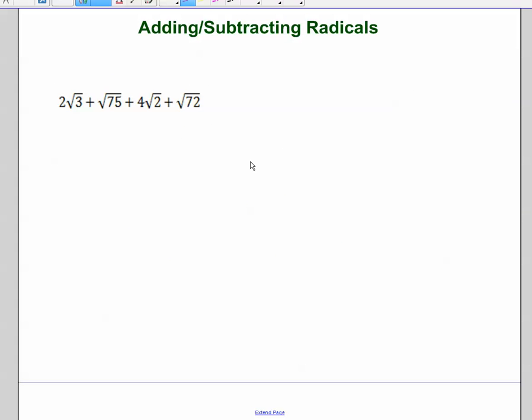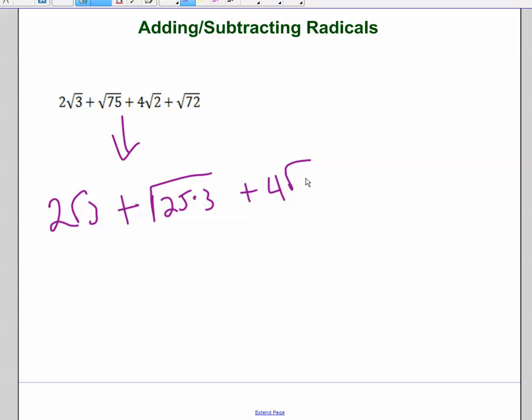One last example, and then we're done for this almost 8-minute video. Well, it might be 8 minutes by the time I'm done. So I just bring everything down. 2 radical 3, nothing happens to that. This is going to be, what? Yeah, 25 times 3. And I usually put my perfect square first and my other number last. 4 radical 2. And this guy right here is nothing more than 36 times 2. Plus radical 36 times 2.